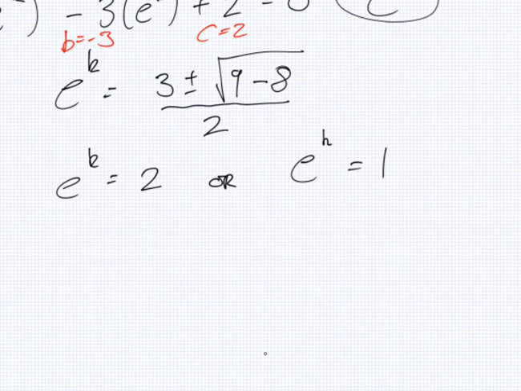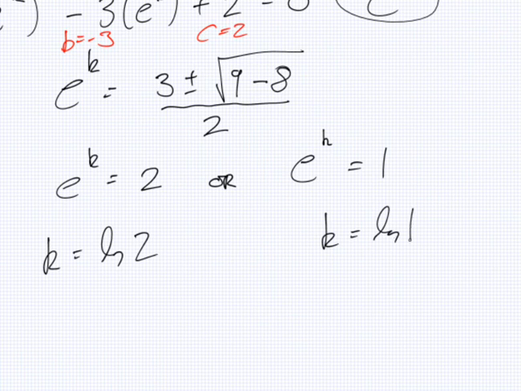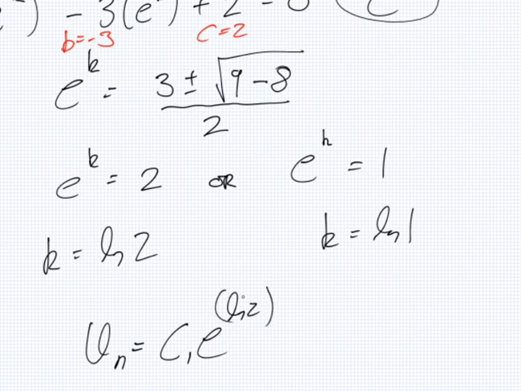b squared minus 4ac. You know the formula I'm using or not? Yeah. Sorry, maybe I should be a bit more explicit here. a is 1, b is minus 3, and c is 2. It's a quadratic with the variable as e^k. So this is like x squared minus 3x plus 2.